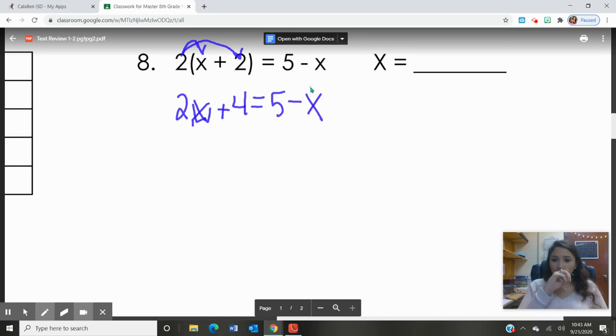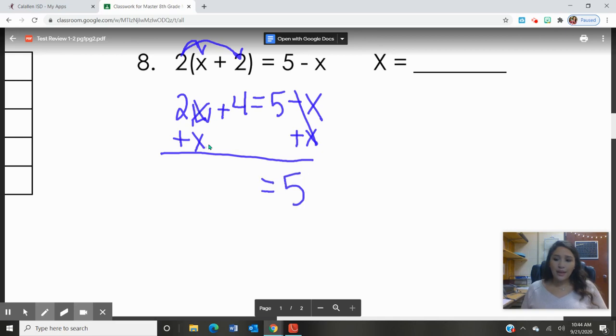Okay, now I need to see which of my variables is smaller. Is it 2 or negative 1? Remember, negative x is just negative 1x. Negative x is smaller than 2x, so I need to move it over to the other side. So I'm going to do the opposite, and I'm going to add x. Right here, this cancels out. I'm just left with 5. And then 2x, and I add one more x, that gives me 3x. And then I'm just going to bring down this 4, so plus 4.